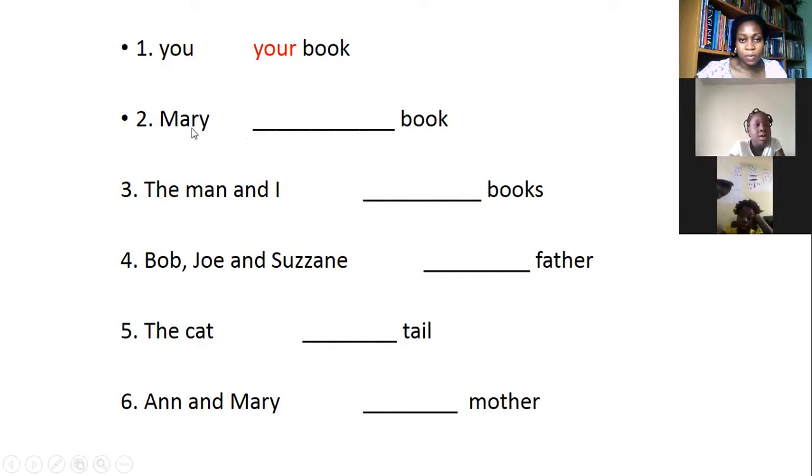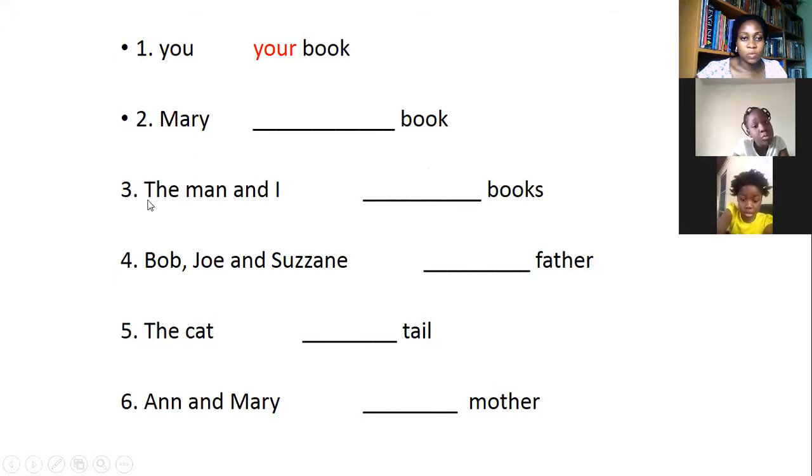Let's go to the second one. So the book is for Mary. So which possessive adjective will replace Mary? Her. So her book. Good.